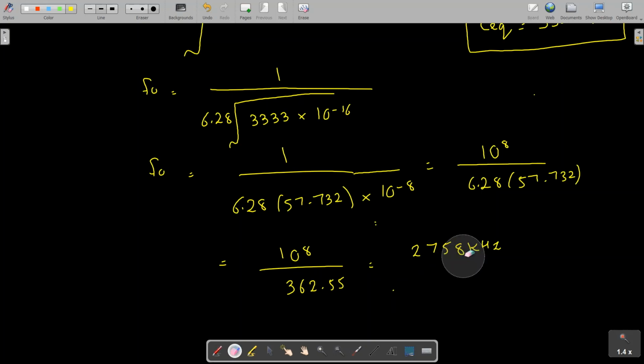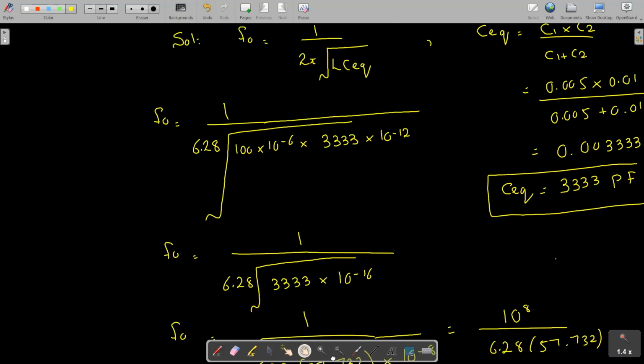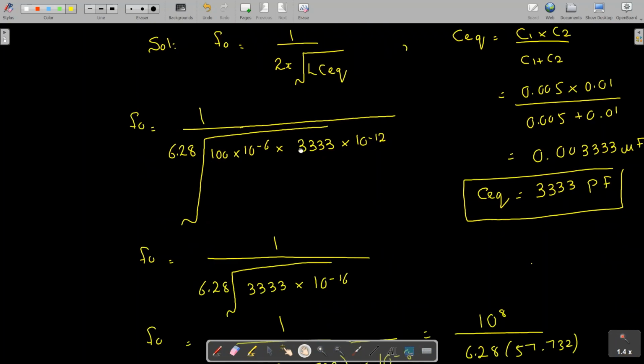Sorry, not 2758 kilohertz, but this is 275824 hertz, which is basically 275 kilohertz or 276 kilohertz. So that is the frequency of oscillation, 275 kilohertz for these values given.